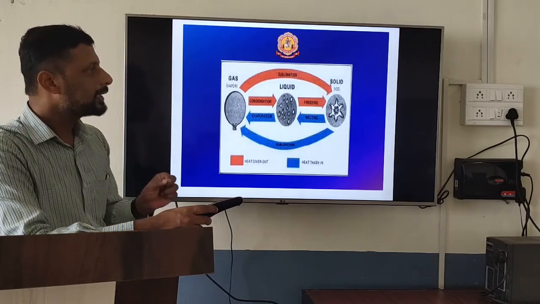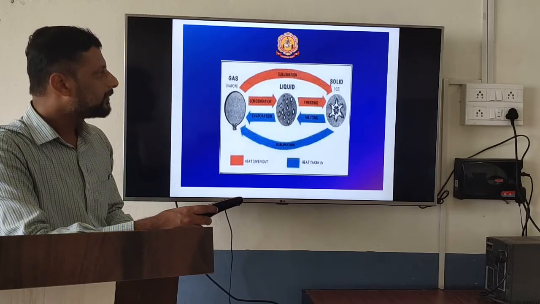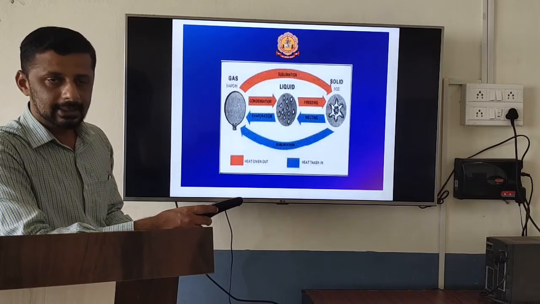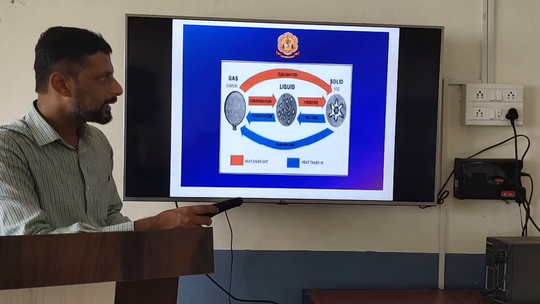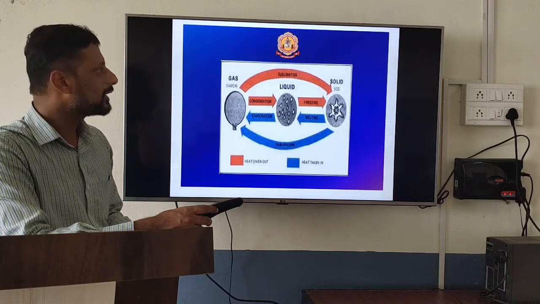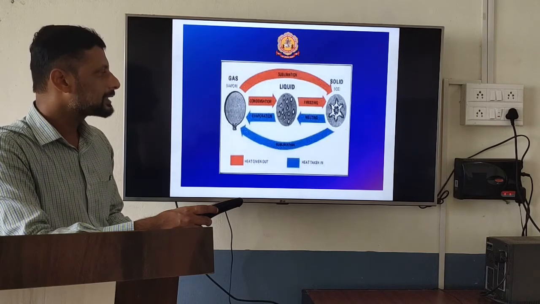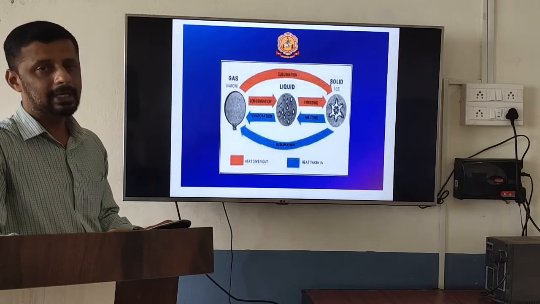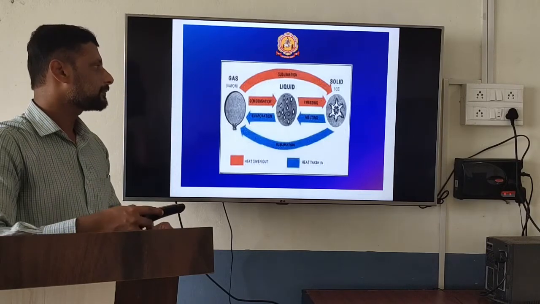Freezing. So solid to liquid, melting; liquid to gas, evaporation; gas to liquid, condensation; liquid to solid, that is called freezing. And also there is a chance of what? Conversion of solid to gas directly, that is called what? Sublimation. The change of state from solid to gas directly is called sublimation.